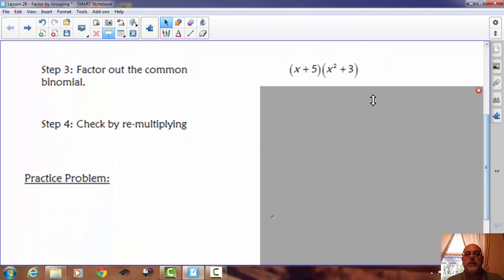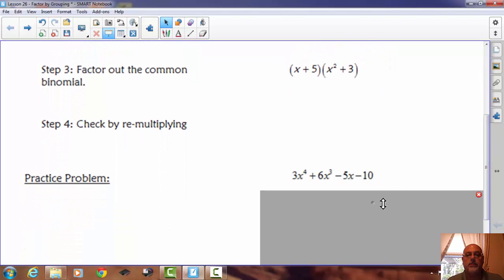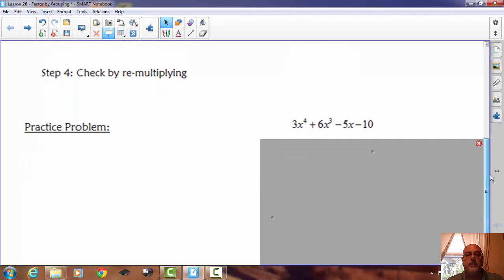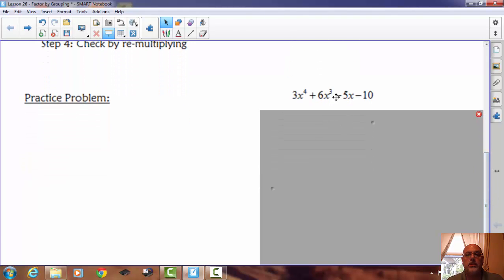So now let me give you a practice problem for you guys to do. I already grouped them for you. If you were to draw a straight line here right after the x cubed and before the minus sign, that would help. So pause the video now and give that a try on your own, and when you're ready, come back and I'll go through the solution.